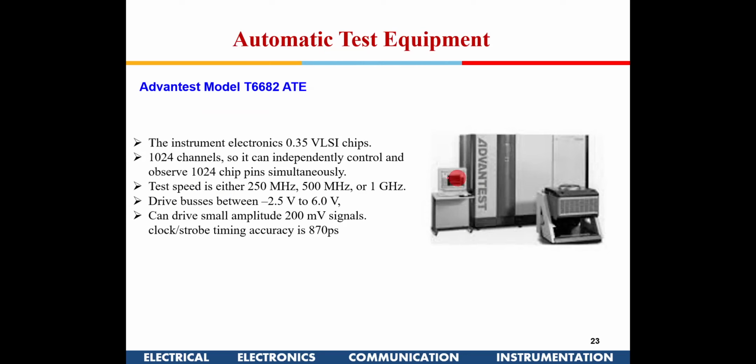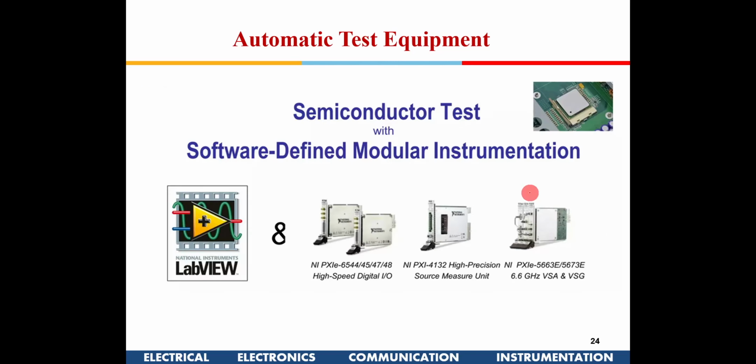Like this is another test bench which is available from Advantest. This machine itself is made up of 350 nanometer VLSI chips. It can simultaneously check these many channels, so 1024 chips can be simultaneously checked. Those many probes are there. The speed is there, drive bus. These are some of the specifications of this test bench. I'm just giving you all the kinds of test benches which are available.